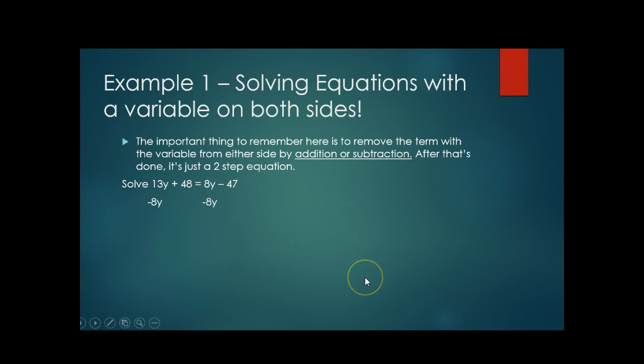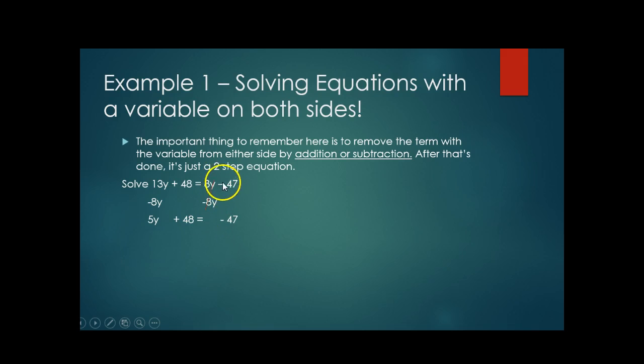So we're going to take away 8y from the right side to get rid of it. I could also have taken away 13y from the left side and then taken away 13y from this side, but then I would have had 8 minus 13. That's a negative number. So it's easier to keep positive numbers. Cross out the 8y and the minus 8y, because those cancel, and you're left with 13 minus 8, which is 5y, plus 48 equals negative 47.